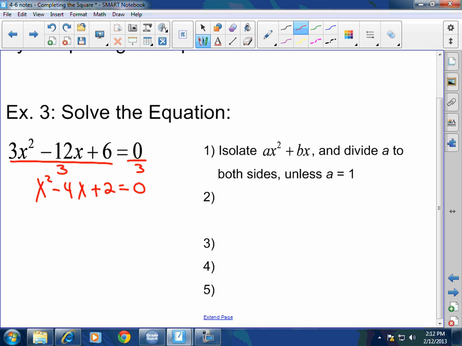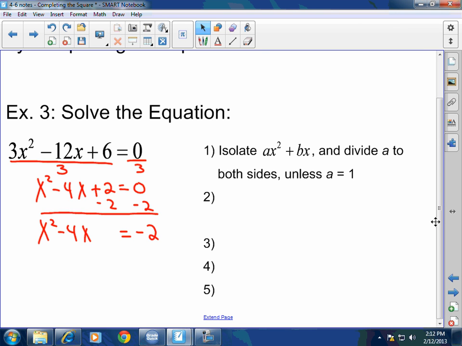Is everyone with me so far? Okay? Now I want to isolate the x squared and the x. So I'm going to subtract 2 to both sides. So I'm going to have x squared minus 4x. I'm going to leave a space, equals negative 2. Is everyone with me so far? Because that's step 1. Sir? No, I didn't factor out of 3. I divided 3 to both sides, sir.